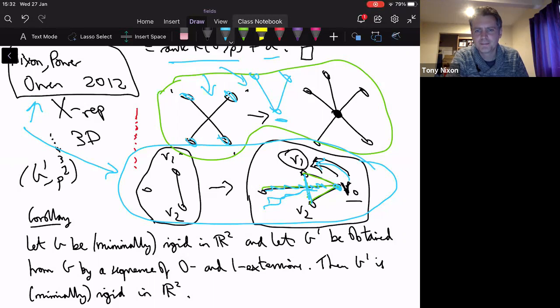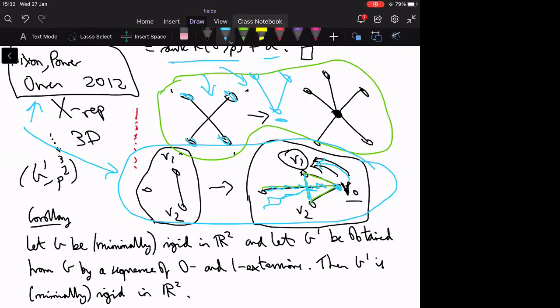Was that clear? What's the statement you're trying to prove? That this preserves rank or increases rank by D? Yes.